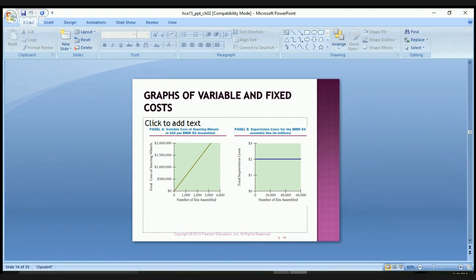Now, on the supervision cost of the BMW, in this case total supervision cost is a fixed dollar amount, and it doesn't change based on the number of vehicles. You're still going to have that one supervisor. Okay? So the fixed cost is a straight horizontal line, and then we have an upward sloping line for the variable costs.